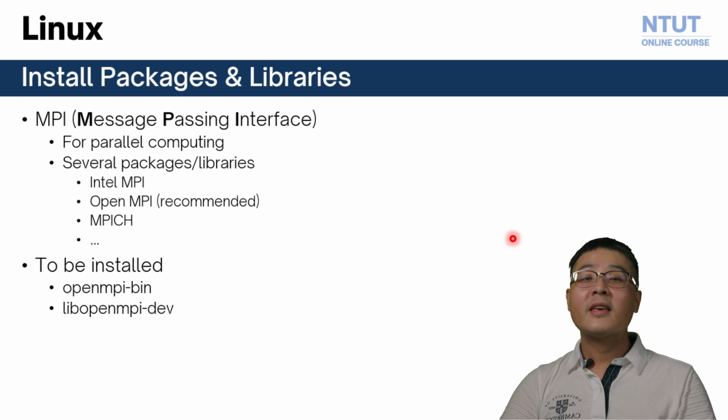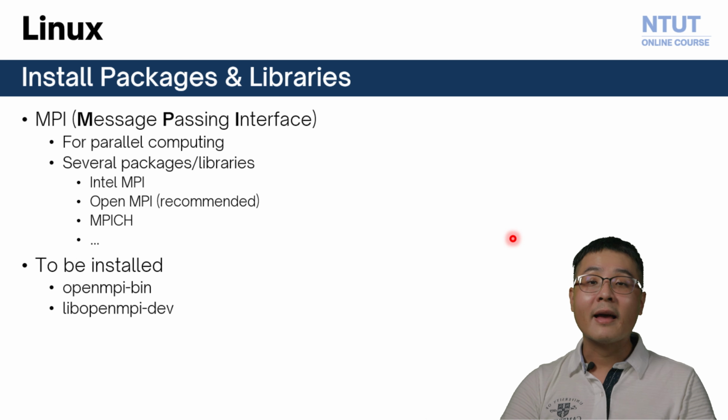And for computational material science or material simulation, we are trying to run a simulation in parallel computing. So we have to install the package for parallel computing, which is named MPI, abbreviation of Message Passing Interface. And several packages and libraries are the brands of MPI, such as Intel MPI or OpenMPI and MPICH and any other kinds of MPI packages. So I personally recommend you to use OpenMPI.